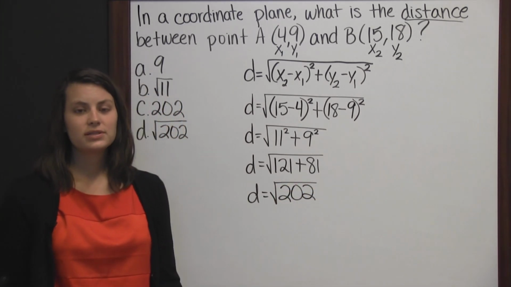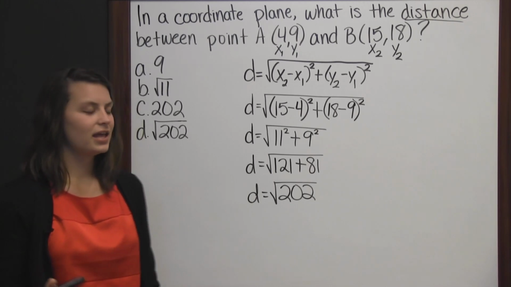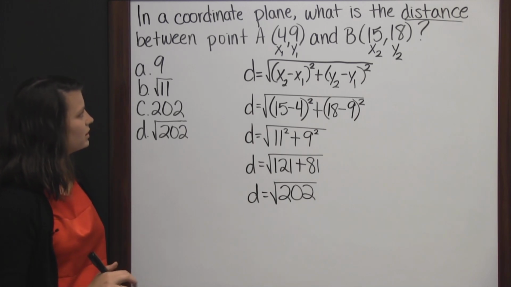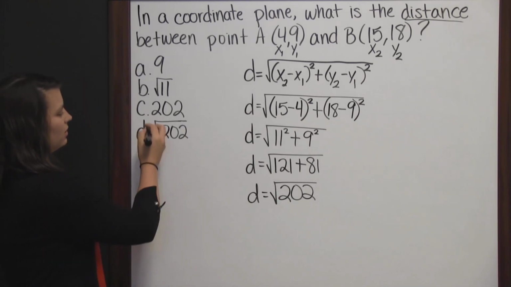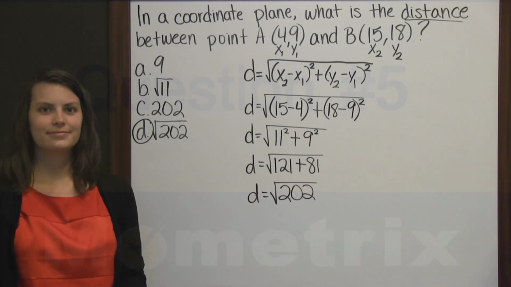And 202 is not a perfect square, so if I take the square root of it, I'm going to get an irrational number, a decimal that just keeps on going. So our answer is simply the square root of 202.